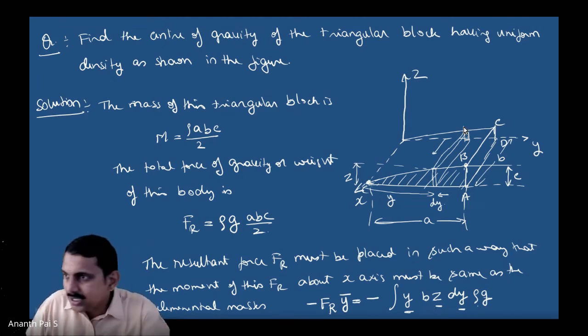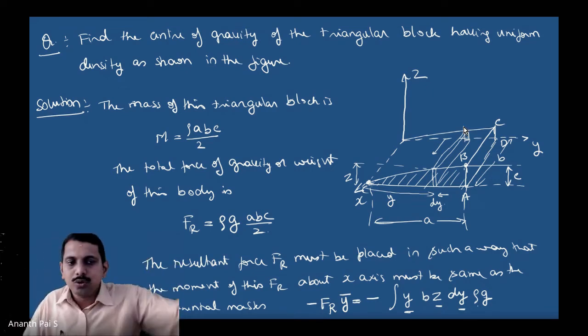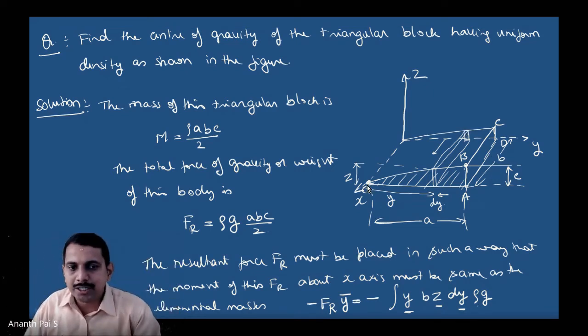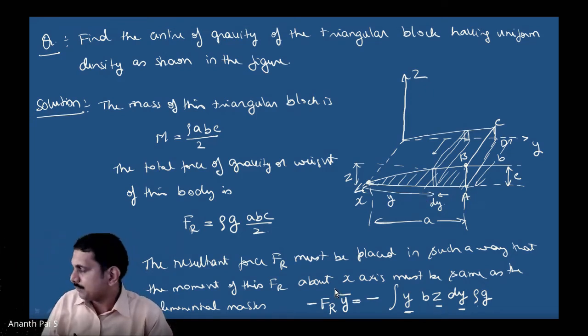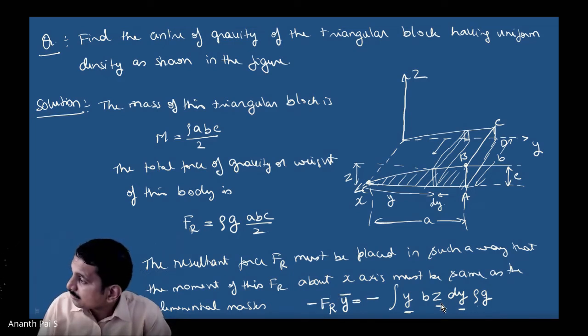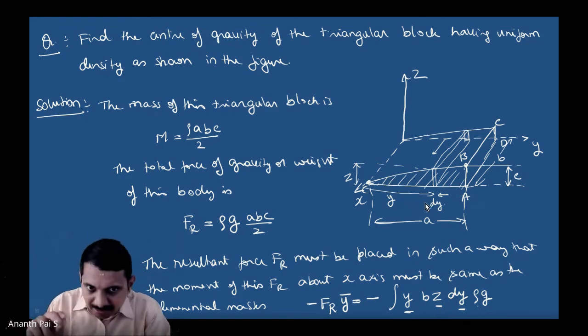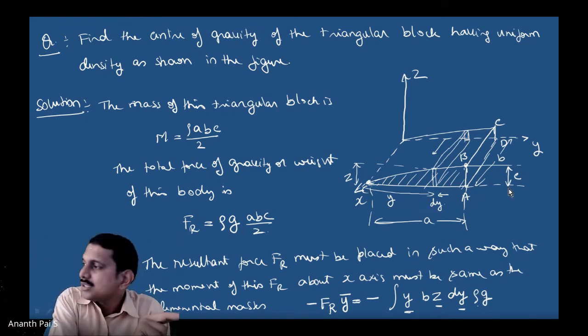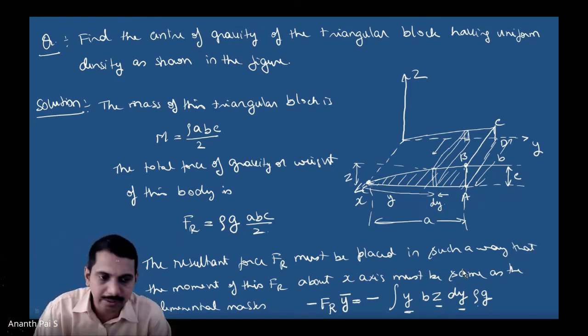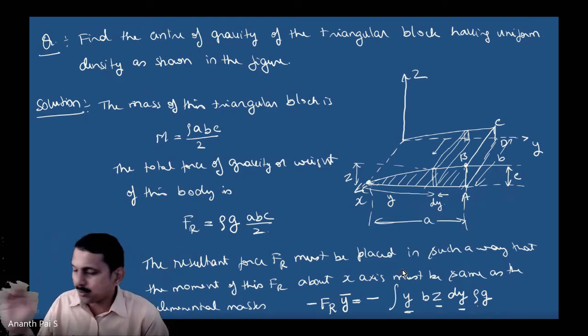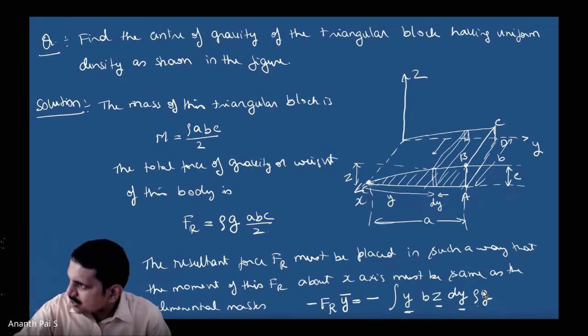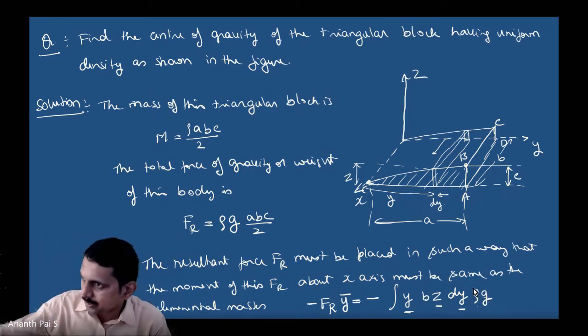As you take this elemental volume from this point to this point, b remains constant. So I can take b outside. Can I take z outside? No, I cannot, because it is variable. z varies from 0 till c. So I cannot take it outside. Then rho, is it the same? It is said it is the same, so I can take it outside. g, is it the same? We can assume that it is the same, so we can take it outside.